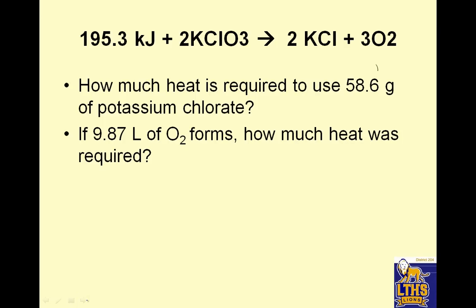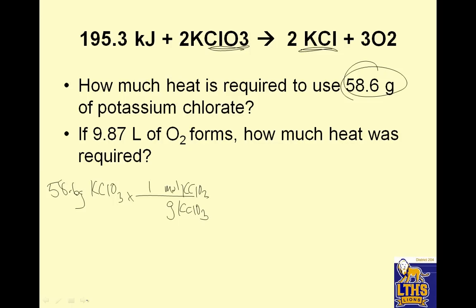So how much heat is required to use 58.6 grams of potassium chlorate? Hey, we used that one before. Let's do that. 58.6 grams of potassium chlorate, KClO3. Then grams of potassium chlorate, and go to moles of potassium chlorate, 1 mole, and then go to the periodic table. Potassium is 39.10, and chlorine is 35.45. And then 3 oxygens would be 48. So add them all up, 39.1 plus 35.45 plus 48 is 122.55. So that's the mass, and I'm trying to go into heat.